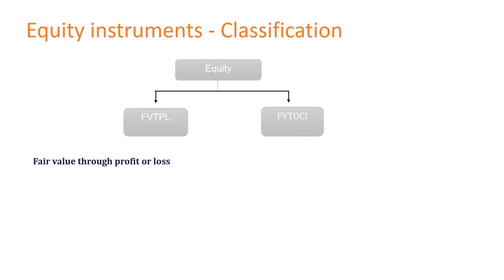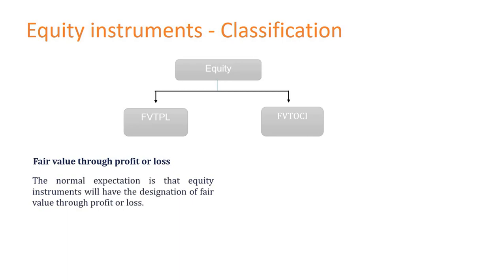Fair value through profit or loss. Why should we classify into this category? Normally, when it comes to equity, if we are keeping the equity for trading purposes, to sell tomorrow or the day after, it is designated as fair value through P&L.